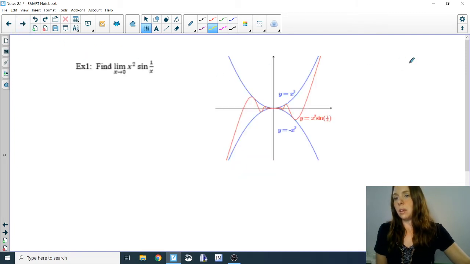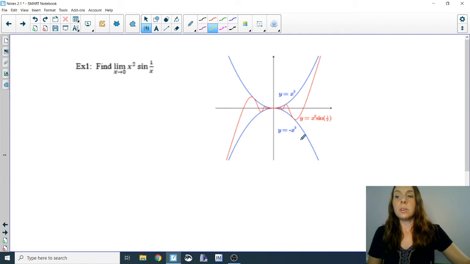Okay, so for example 1, we are finding the limit as x approaches 0 of x squared sine of 1 over x. For this first example, I just give you the functions that the function we are finding the limit of is in between. So let's take a look at this graph over here. The red graph is our function, x squared sine of 1 over x, and we're trying to find the limit as x approaches 0 of that function.